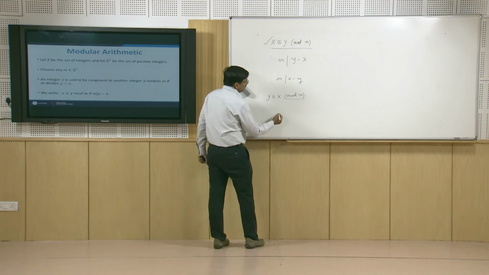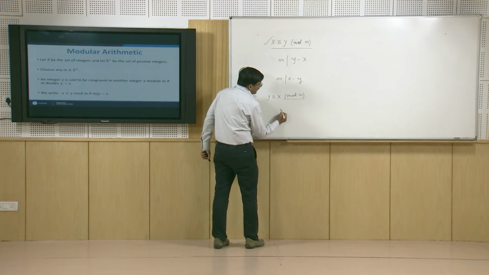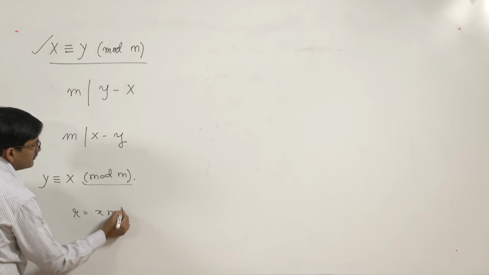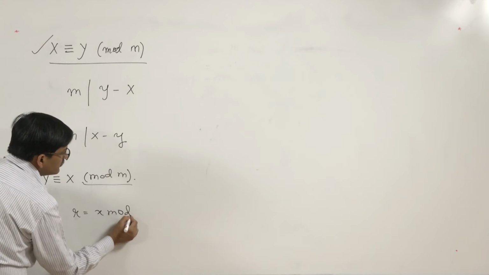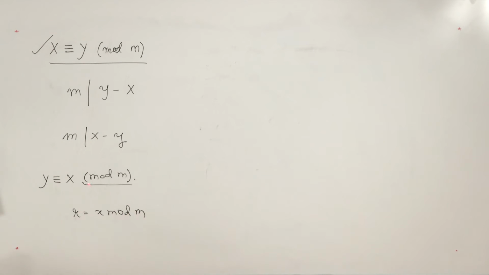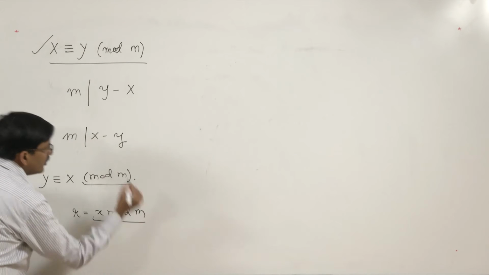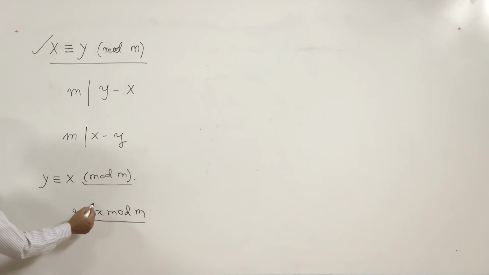To distinguish between r equal to x mod m and x congruent to y mod m. This means that m divides y minus x, but if I write x mod m, that means I am reducing x modulo m, that is to say that I am dividing x by m and then taking the remainder.